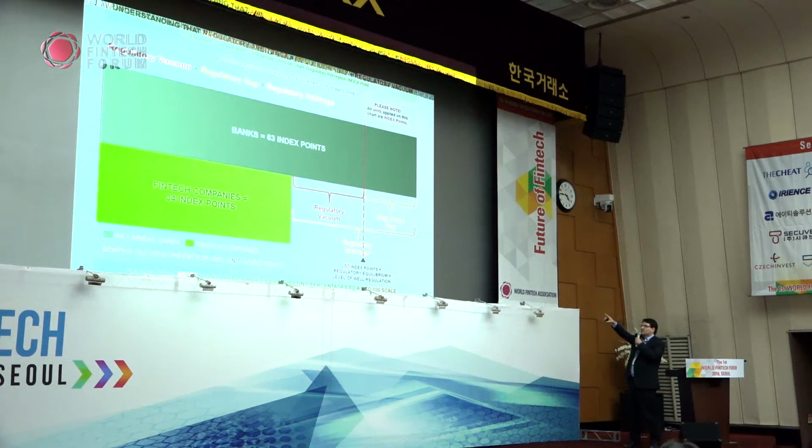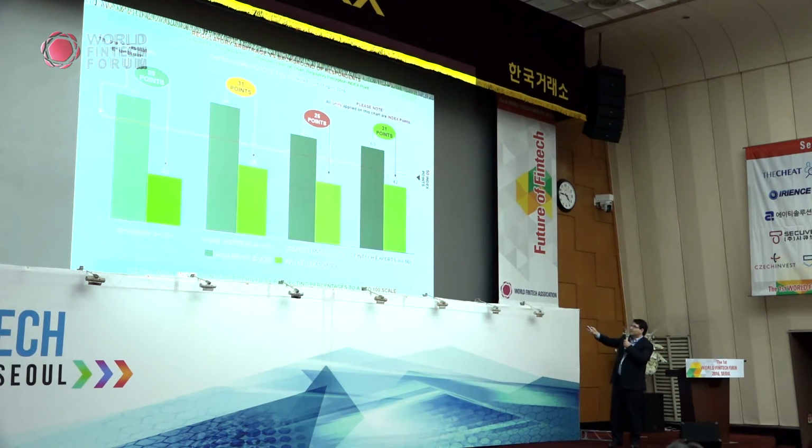Experts rated banks to be regulated up to 63 index points, where 50 index points is the regulatory equilibrium. That is the level of good regulation, according to these experts. But they think banks are regulated to 63, while the good regulation level for fintechs is also 50, and compared to that, experts think that fintechs are underregulated, only 34 index points. Okay, so these are the gaps.